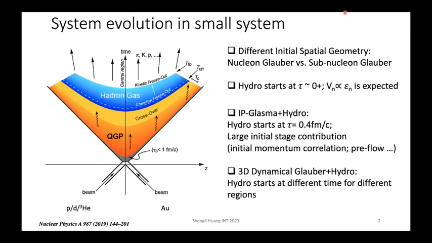to the initial eccentricity. Well, in the framework like IP-Glasma plus hydro, the start is at tau equal to around 0.4 fm/c, then we expect a very large initial state contribution, like the initial momentum correlation, the pre-flow from the IP-Glasma. Furthermore, in the recent development from the Shen group, they use a 3D dynamic Glauber model where the hydro will start at a different time and a different regime, which makes the whole system even more complicated.